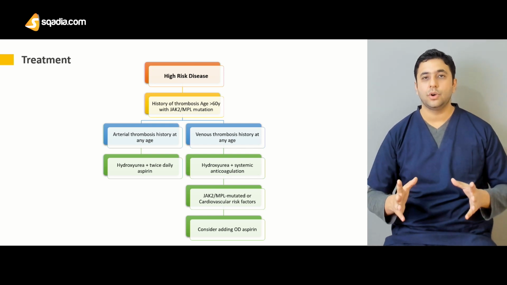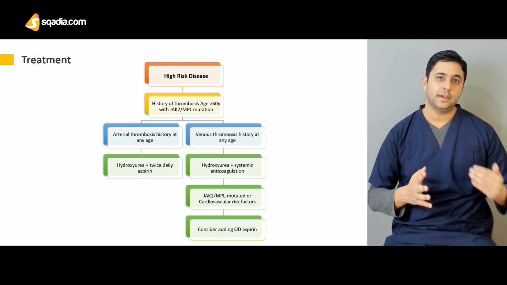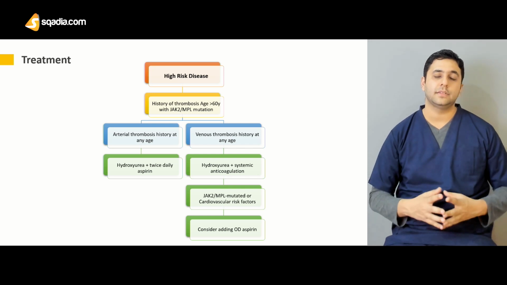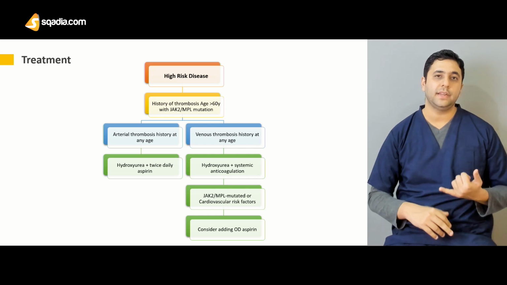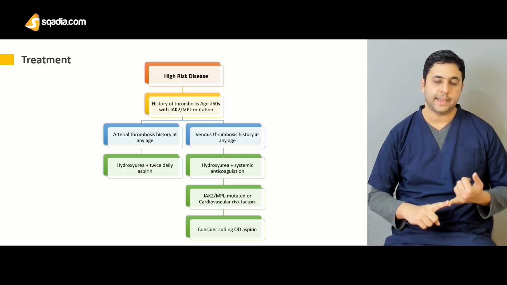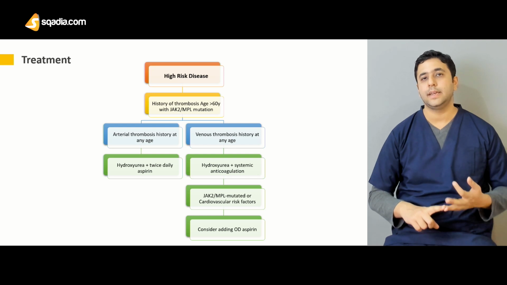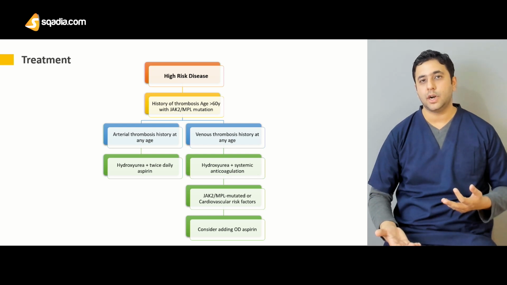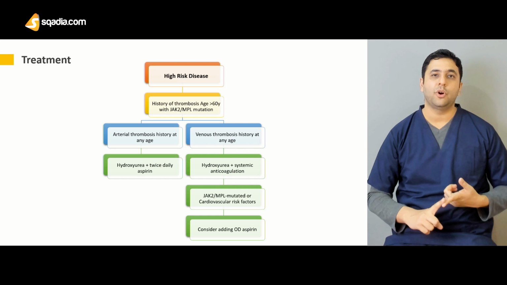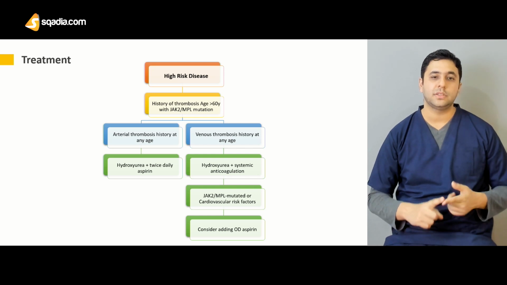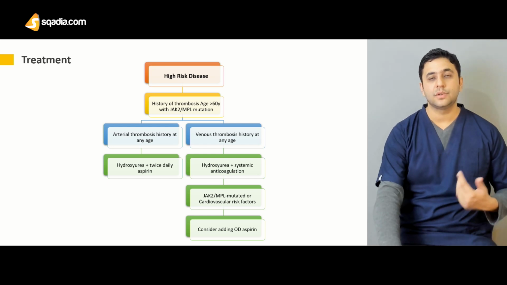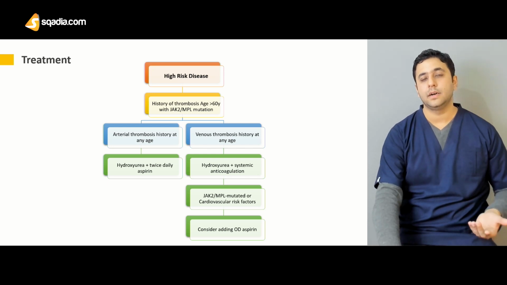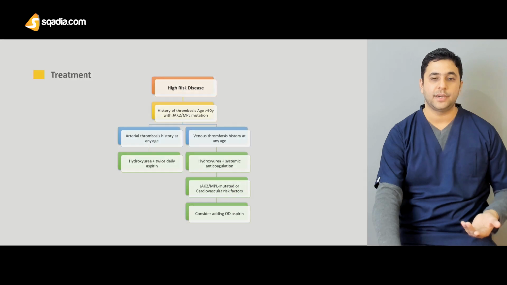So this was a very thorough flowchart describing clear-cut scenarios for the use of various types of drugs, be it in very low-risk category disease patients, low-risk category patients with or without cardiovascular risk factors, in moderate or intermediate risk patients, and in high risk disease patients. This concludes the treatment part of essential thrombocytosis.